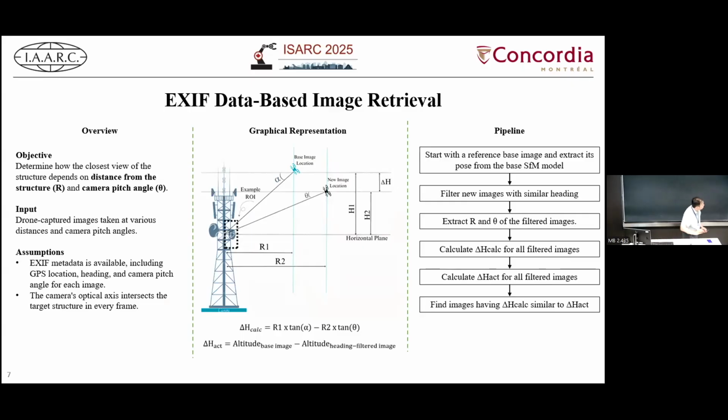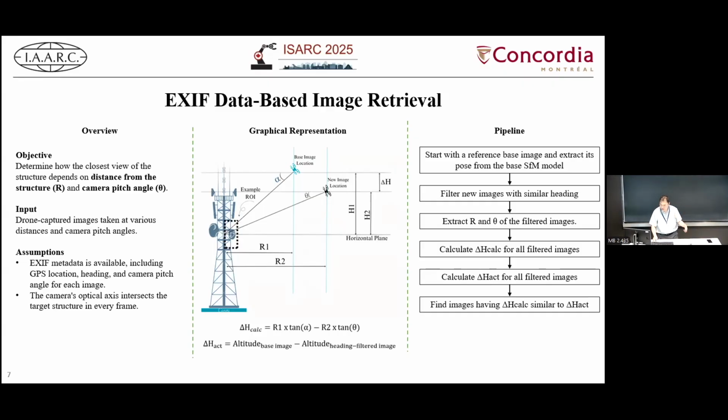Okay, so this is the image retrieval process. Basically, the drone is flying, and we know the angles of the baseline images. We find out the height difference, and also the angle difference, using trigonometric geometry. If the height difference and the angle difference are the same, we are saying that these two images are looking at the same area.